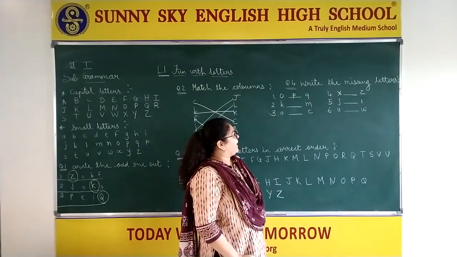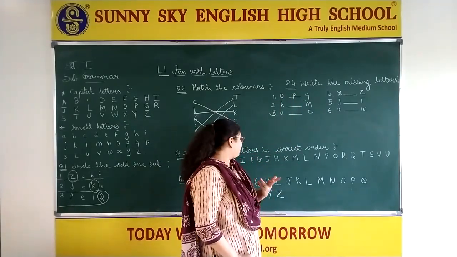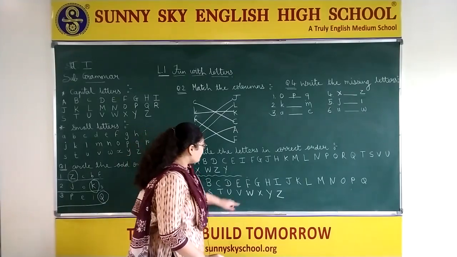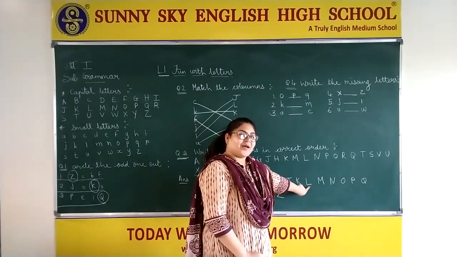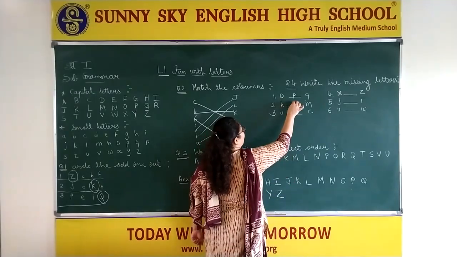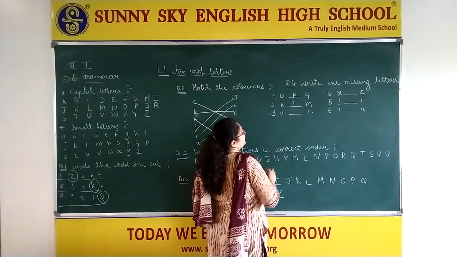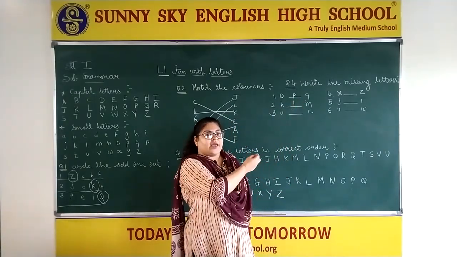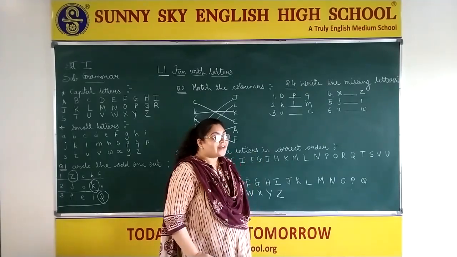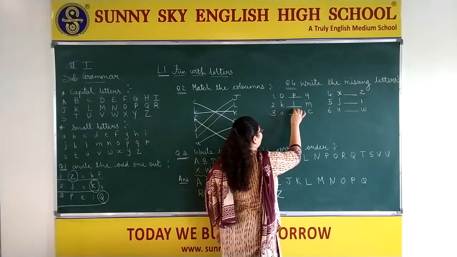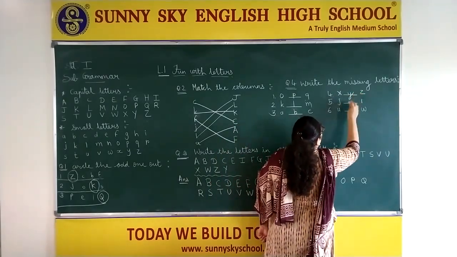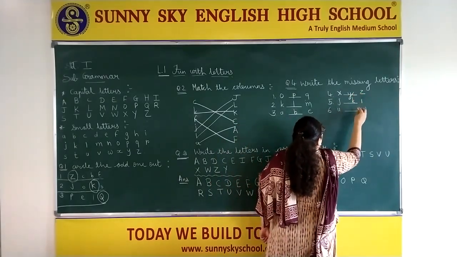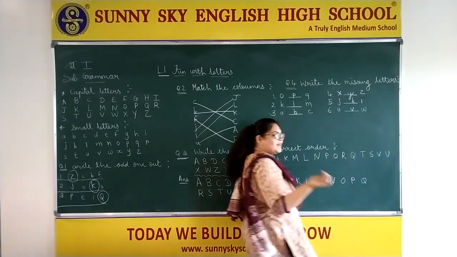Now K dash M. What will come between K and M? Where is K? Yes, K and M. What will come? L. But we will write L in small letter. Now this is very easy. A dash C. What we will write? Yes, A, B, C. Same way X, Y, Z, J, K, L, U, V, W.